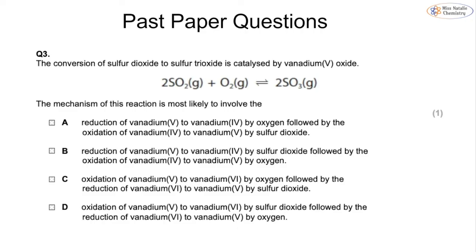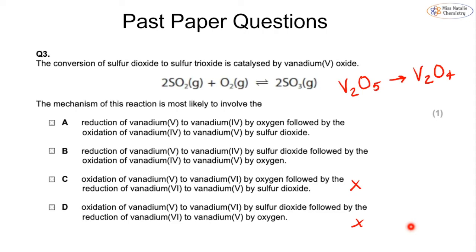And then lastly, the conversion of sulfur dioxide to sulfur trioxide is catalyzed by vanadium 5 oxide. And we have the equation here. And the mechanism is most likely to involve what? Well, this is what we've previously looked at, and we looked at the actual explanation, and we had the V2O5 going to V2O4. So we're moving from vanadium 5 to vanadium 4. So we can get rid of C, because C is vanadium 5 to vanadium 6, and so is D. So it can't be those two.